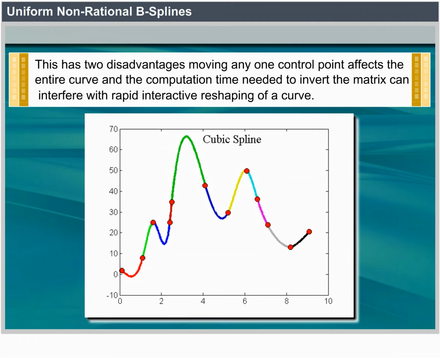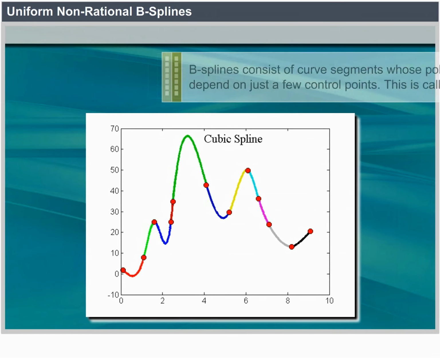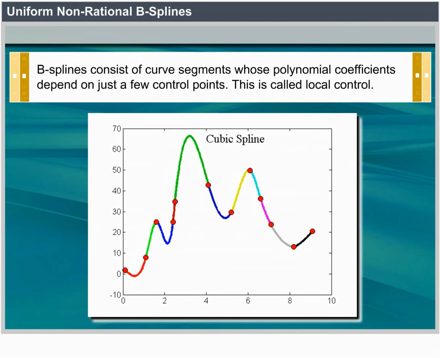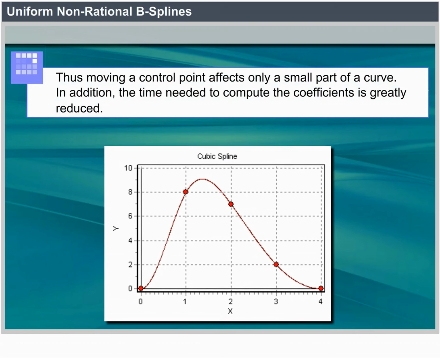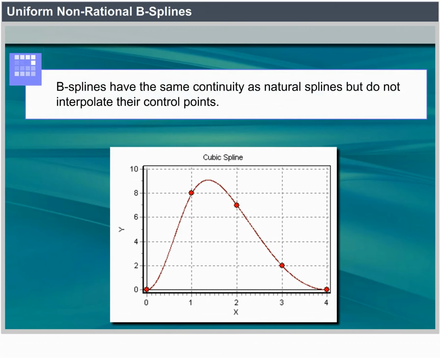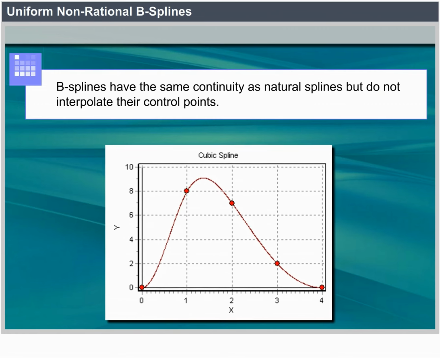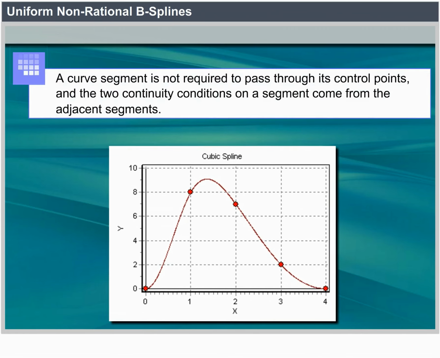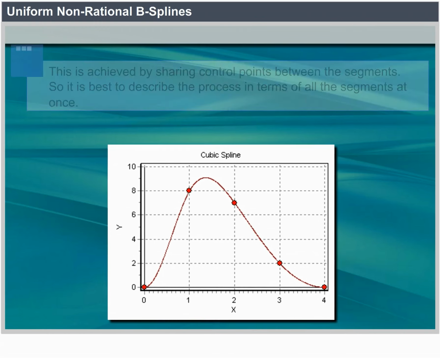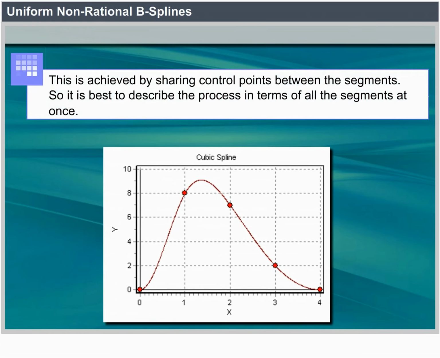B-splines consist of curve segments whose polynomial coefficients depend on just a few control points. This is called local control. Thus, moving a control point affects only a small part of the curve. In addition, the time needed to compute the coefficients is greatly reduced. B-splines have the same continuity as natural splines, but do not interpolate their control points. A curve segment need not pass through its control points, and the two continuity conditions on a segment come from the adjacent segments. This is achieved by sharing control points between segments, so it is best to describe the process in terms of all the segments at once.